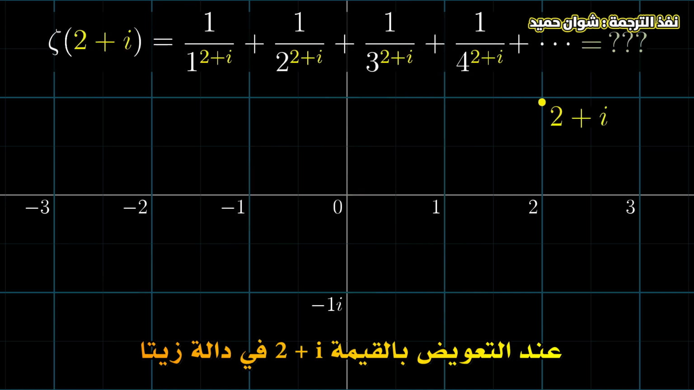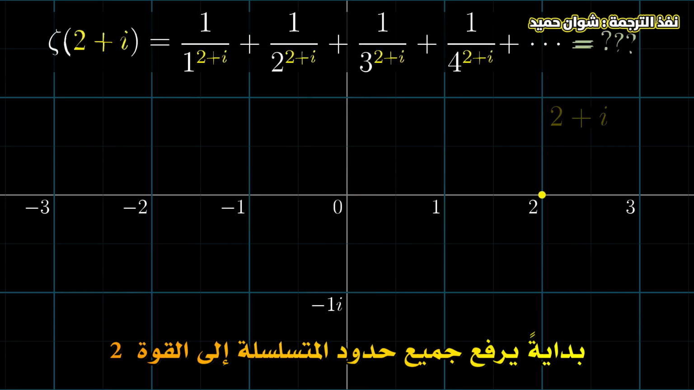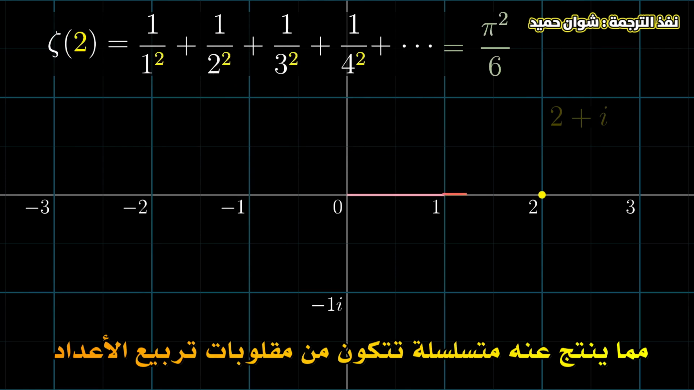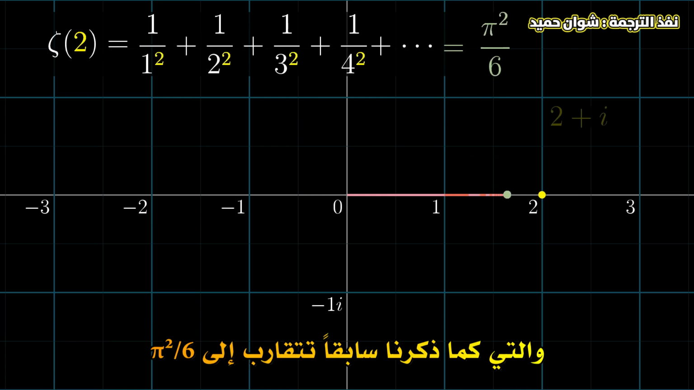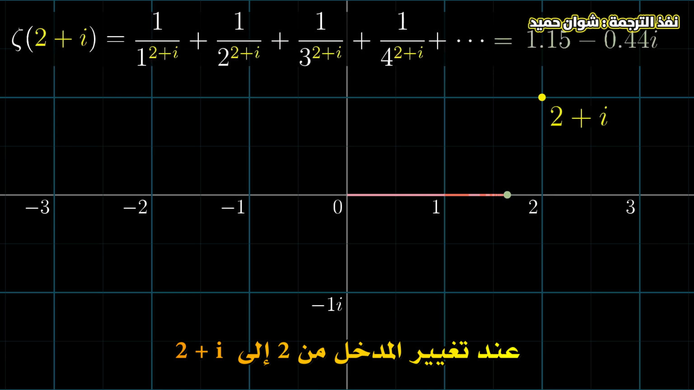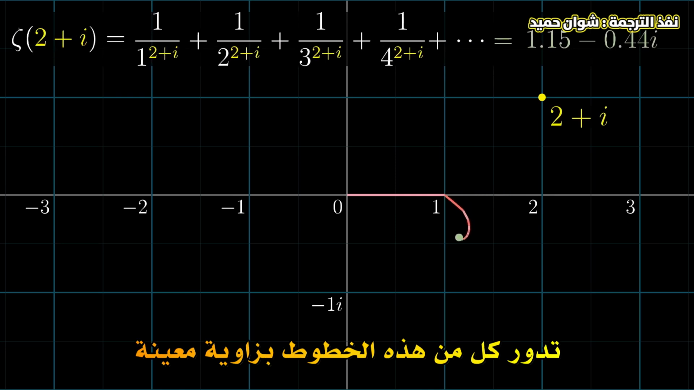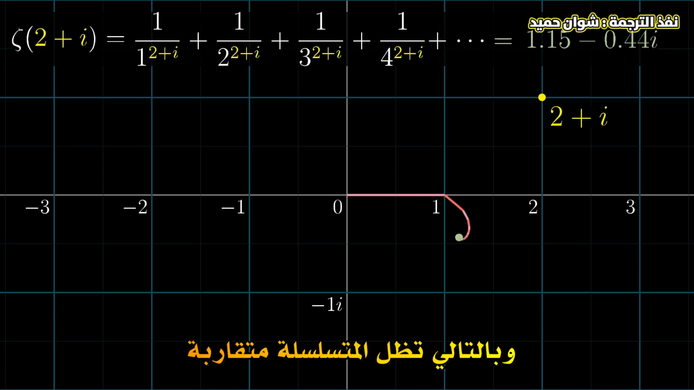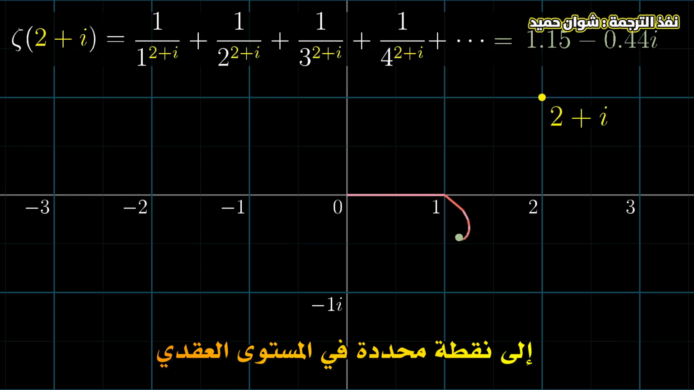So, if you were to plug in 2 plus i to the zeta function, one way to think about what it does is to start off with all of the terms raised to the power of 2, which you can think of as piecing together lines whose lengths are the reciprocals of squares of numbers, which, like I said before, converges to pi squared over 6. Then when you change that input from 2 up to 2 plus i, each of these lines gets rotated by some amount. But importantly, the lengths of those lines won't change, so the sum still converges. It just does so in a spiral to some specific point on the complex plane.